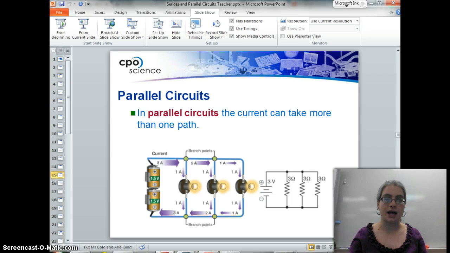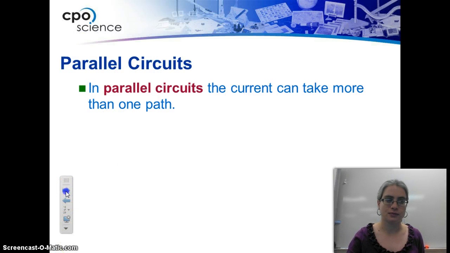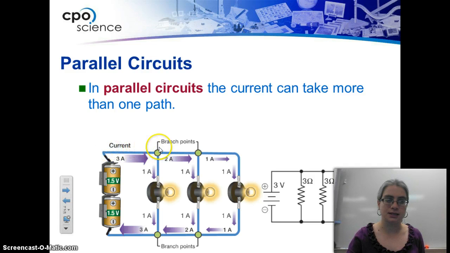With parallel, it divides. So originally, when the current comes out, it comes out as 3 amps. And then as it hits this point, 1 amp splits and the rest go to 2 amps. And then here, it breaks off, 1 amp goes through, and then 1 amp goes through here. So what happens is that there's always 1 amp of current going through each of the bulbs. So the bulbs have a consistent current. And then as a result, the current rejoins, and you have the same current going in as the same current going out.